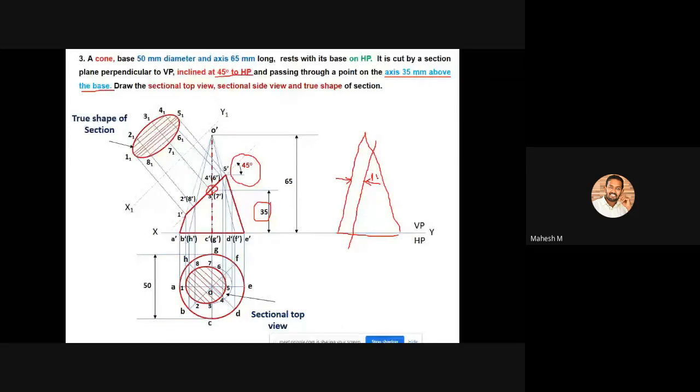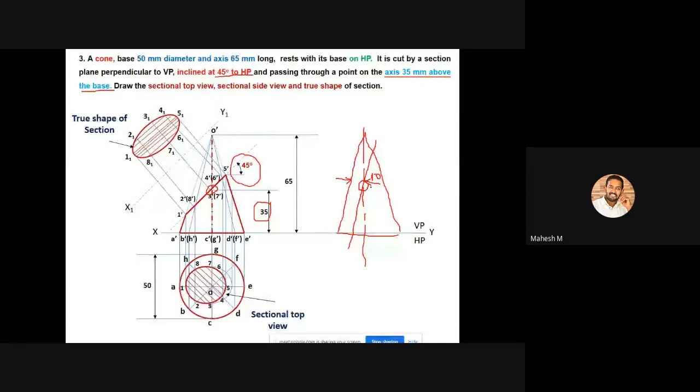In some problems they will provide about this axis. So they will provide the distance of the axis, so this particular point distance. So it is bisecting the axis, and also the section plane is parallel to the generator. So you have to pick a point exactly at the center of your cone.